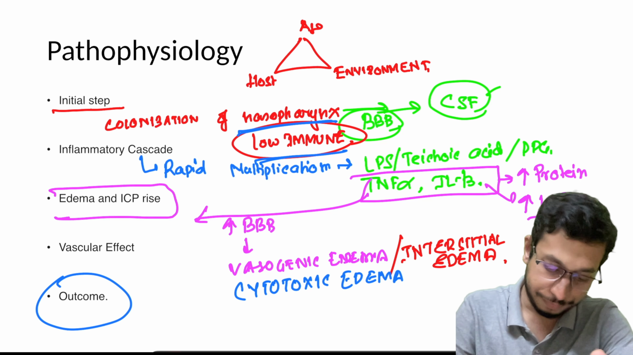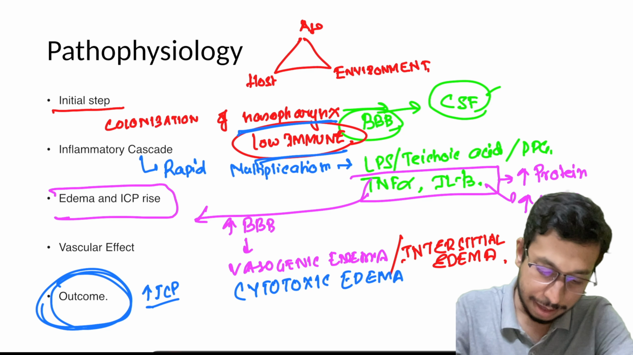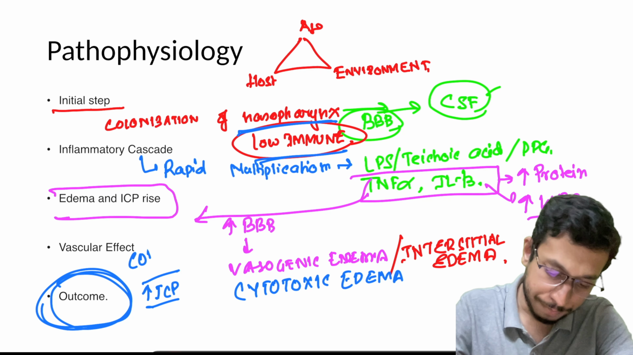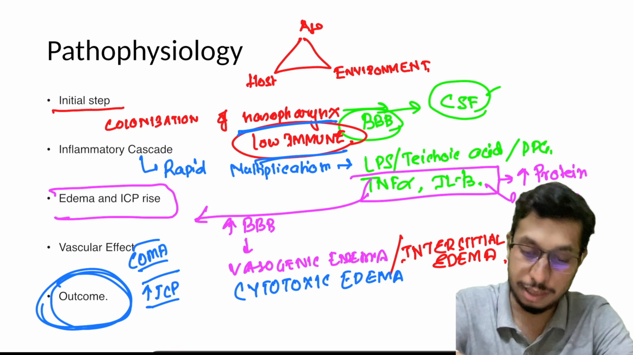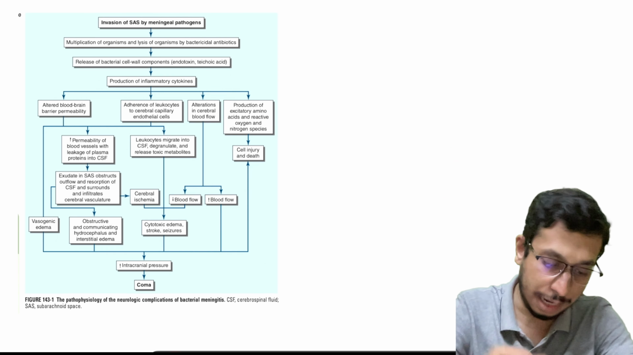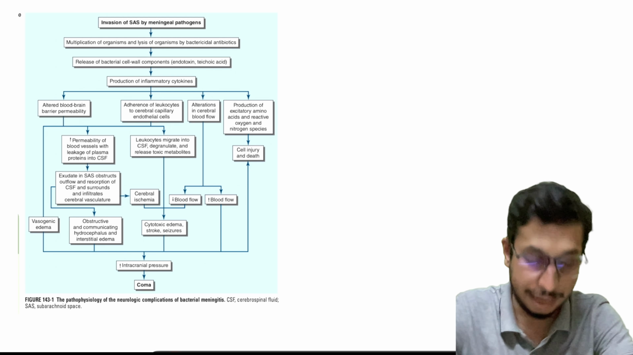The final outcome is a raise in ICP, coma, and sometimes leading to death. Okay, so this is the usual final outcome. It can be seen in this chart beautifully, as has been shown in Harrison.